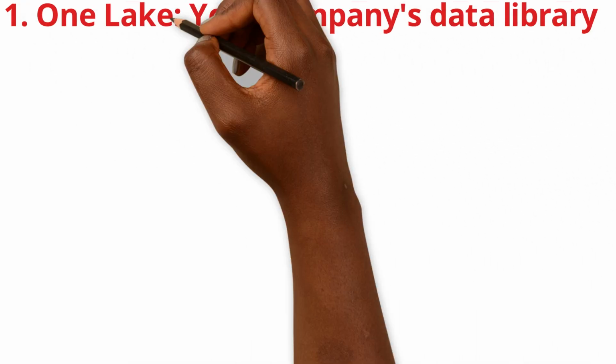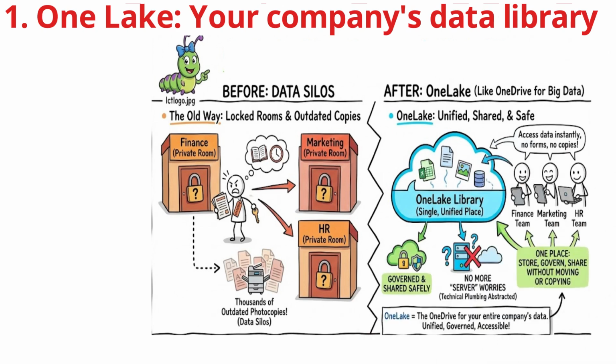Let's get started. Imagine your company's data is a massive library, but in the old days, as shown on the left, it was a total headache. Every department, finance, marketing, and HR, had its own private room with its own heavy lock. If marketing needed a book from finance, they couldn't just grab it. They had to fill out forms, wait for a key holder, and eventually just made a photocopy to take back to their room. This created thousands of outdated, messy copies, what IT experts call data silos.